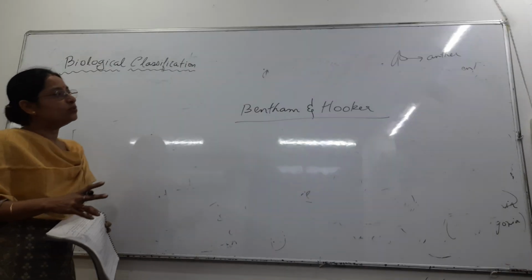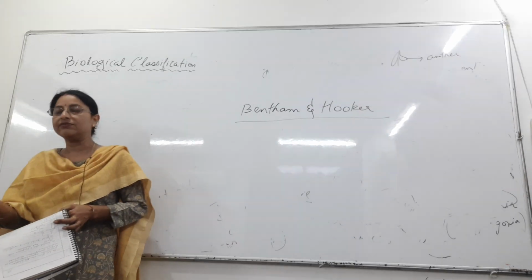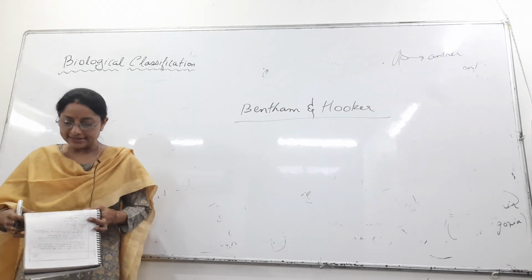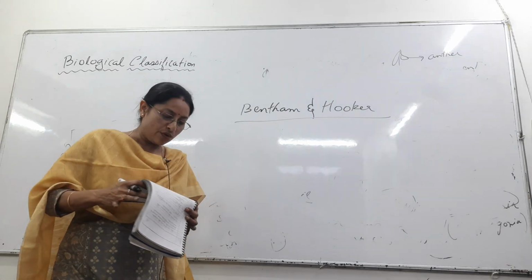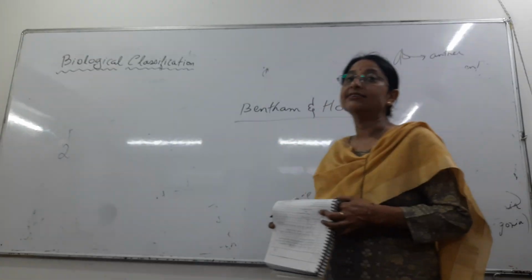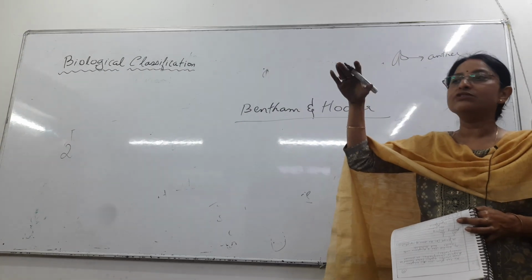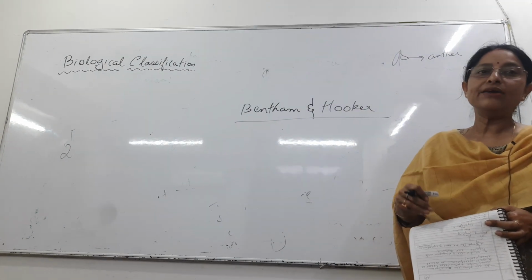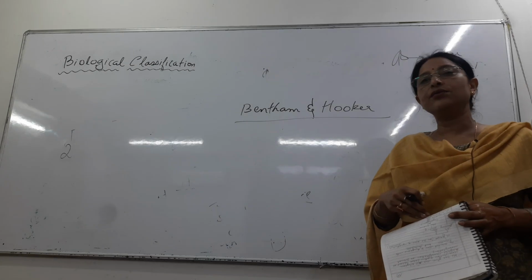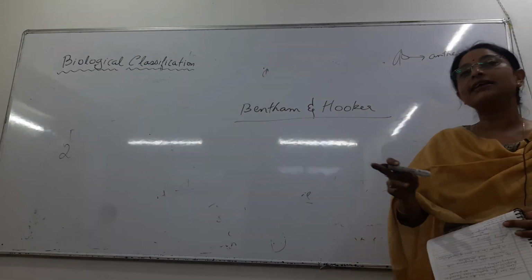So Bentham and Hooker were related to what? We have so many botanical gardens in the world. One of the very important and biggest botanical gardens is the Royal Botanical Garden. So they worked in the Royal Botanical Garden as what? As a curator. Botanical gardens have many posts. Different categories of persons work in different fields. They were called curators. Who is a curator? Anyone who does research work in a botanical garden is called a curator.